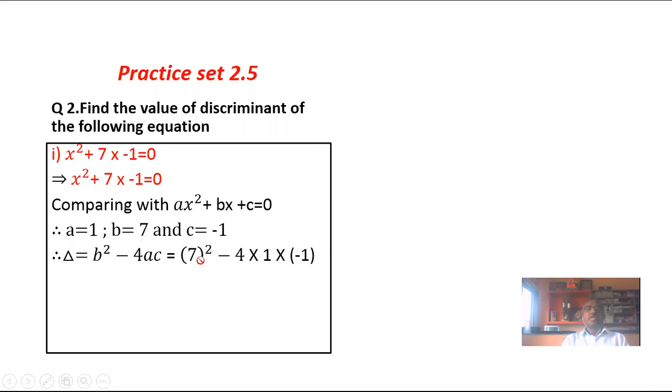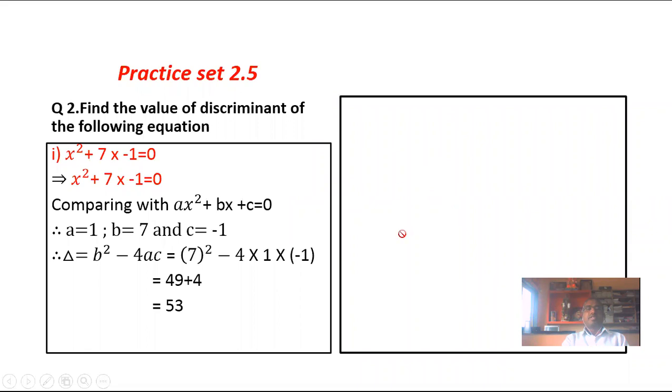The value of b is 7, so 7 square minus 4 into a, which is 1, multiplied by c, which is minus 1. 7 square is 49. Here minus minus is a plus. 4 into 1 is 4. 49 plus 4 is equal to 53. This is the value of discriminant of the given quadratic equation.